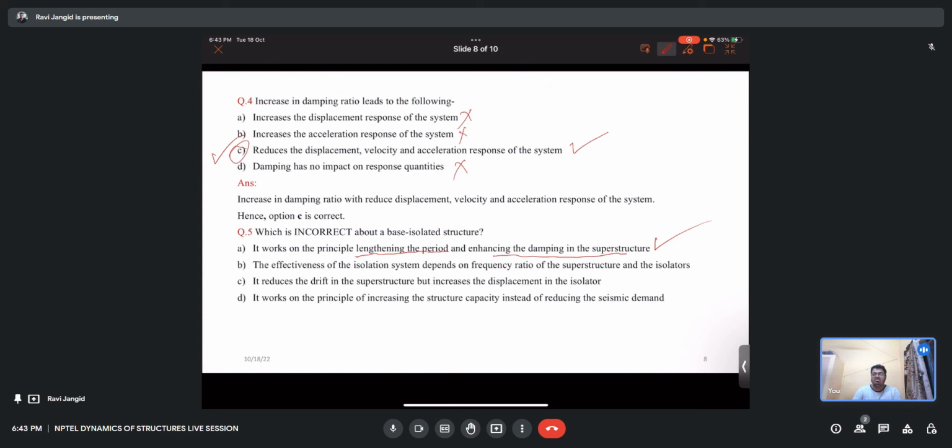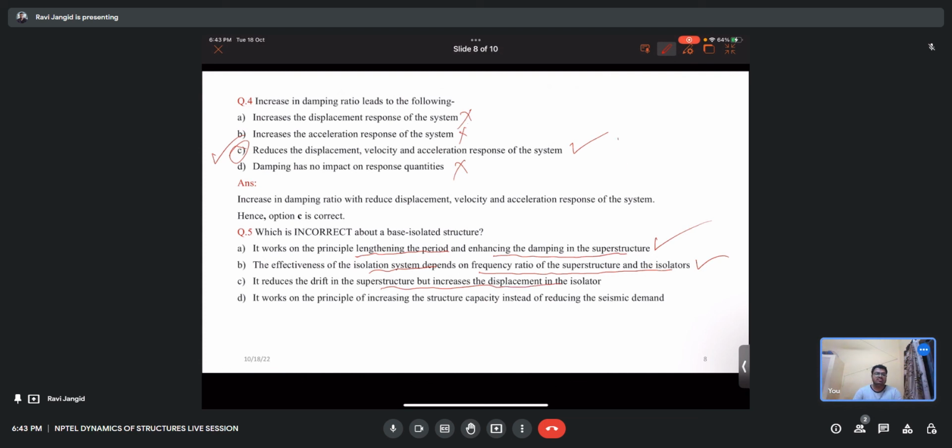Second: the effectiveness of the isolation system depends on the frequency ratio of the superstructure to the isolator. Yes, there is a significant difference between the isolator frequency and the superstructure frequency, so that will also affect. Third: it reduces the drift in the superstructure but increases the displacement in the isolator.